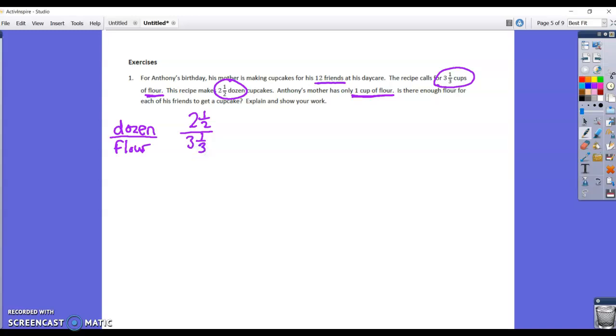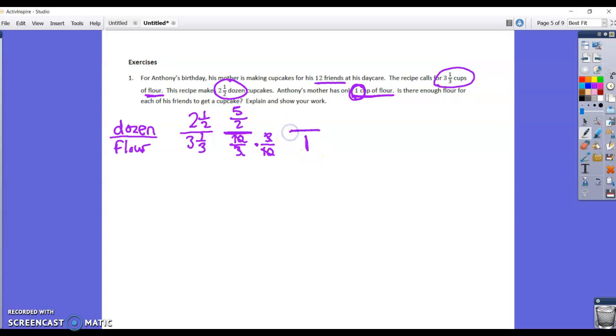We see that we have mixed numbers, so we need to change them to improper fractions. 2 times 2 is 4 plus 1 is 5 over 2 divided by 3 times 3 is 9 plus 1 is 10 thirds. We want a 1 in our denominator for 1 cup of flour. So multiply by our reciprocal. So 3's will cancel, 10's will cancel, and I'm left with 1 in the denominator, where 30 over 30 is 1.